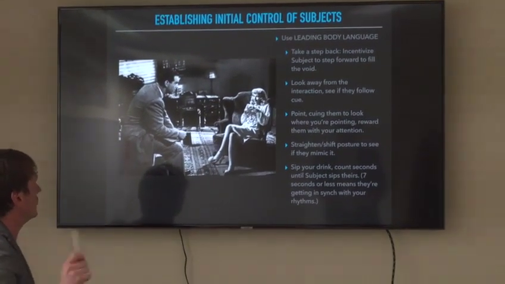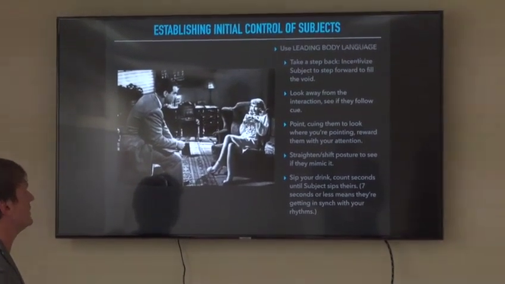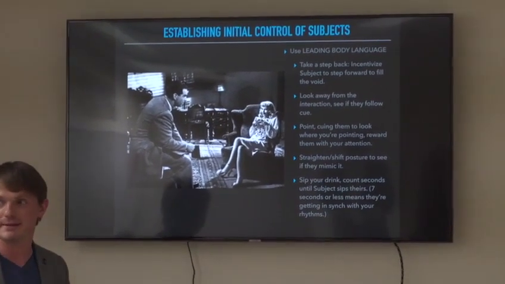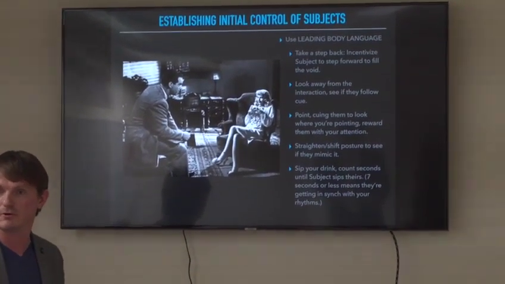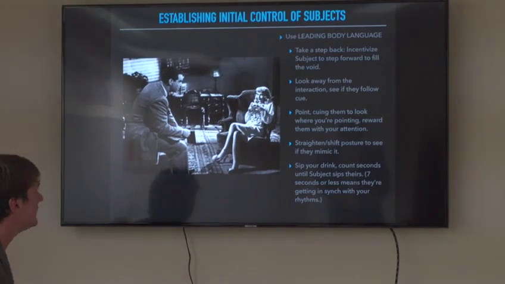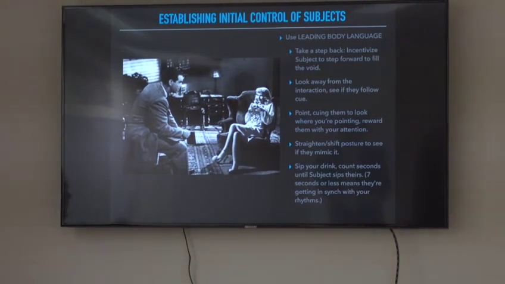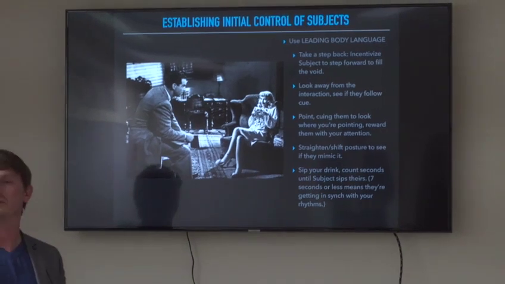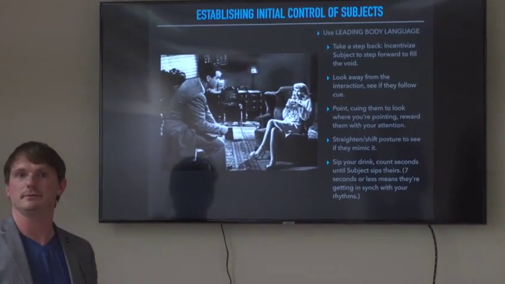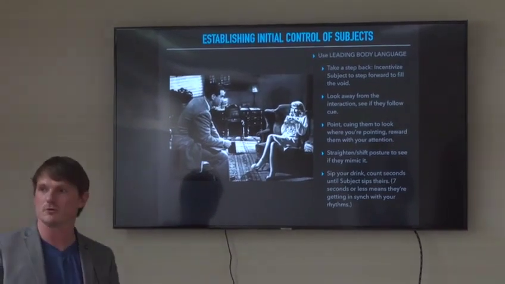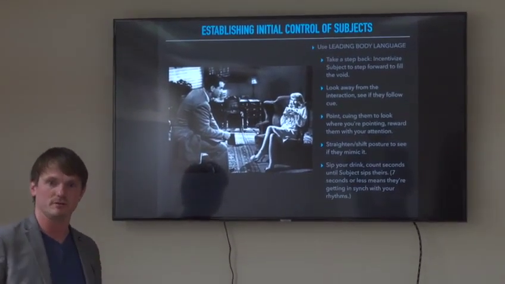Establishing initial control of subjects. You're programming them also to take a proactive interest in you. Take a step back, and there's going to be a void. On autopilot, they're going to want to close the void and move closer to you. You're programming them, training them to move into you.